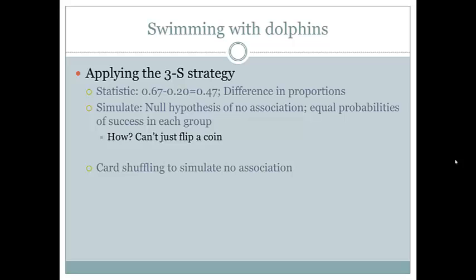The second S of the 3S strategy is simulate. We want to simulate the null hypothesis of no association, that is, equal probability of success in each group. How can we do this? We can't just flip a coin anymore. Instead, we'll talk about how to use card shuffling to simulate this null hypothesis of no association.